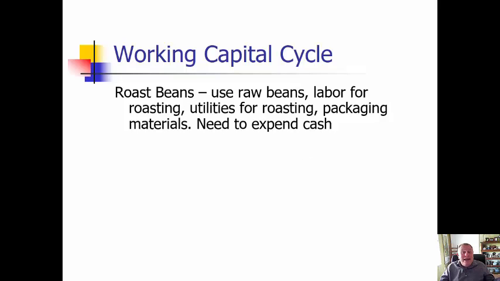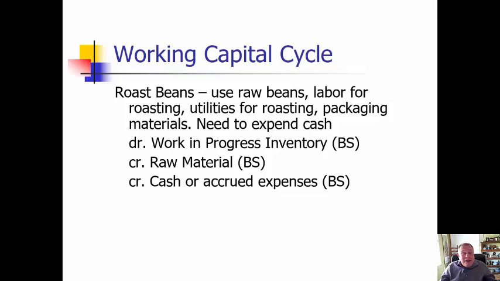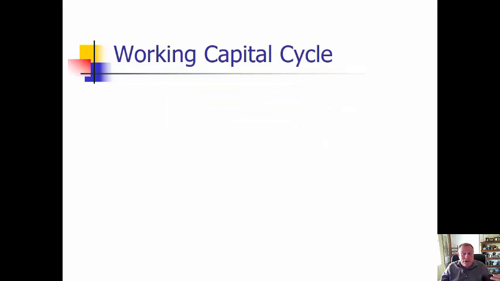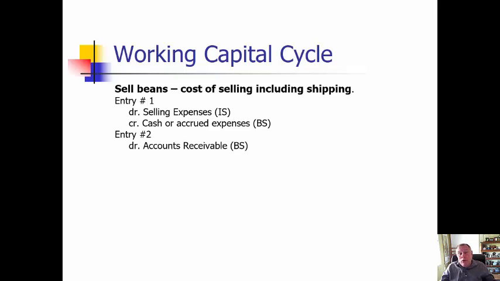Okay? Roast the beans. Again, we use raw materials, labor, utilities. Cash needs to come out. So we're going to debit work in progress. We're going to credit raw materials because we're now taking them beans, adding value, and we're crediting cash or accrued expenses. Okay? So we're now creating a work in progress inventory. Then we sell the beans, and that's the cost of selling, including shipping. We're going to debit selling expenses, credit, this is the cost of the labor, and entry number 2 is we're going to debit accounts receivable, credit sales, and the final entry, debit cost of goods sold, and credit inventory.